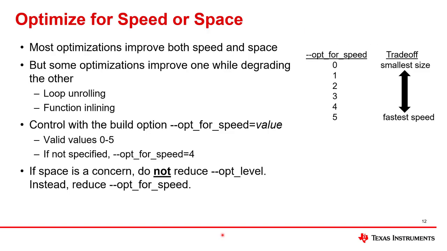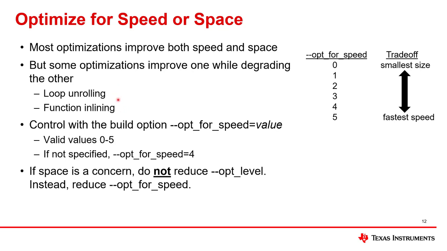Here is another trade-off you need to consider, and this one is between speed and space. Now, most optimizations improve both speed and space. You know, it's a matter of removing an instruction: you don't have to execute it, and it's not taking up space in memory. That said, there are a few optimizations that improve one while degrading the other.